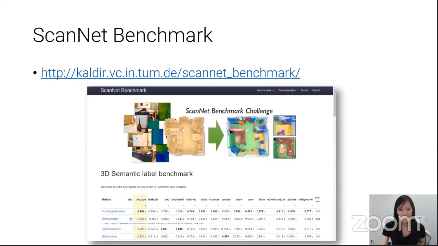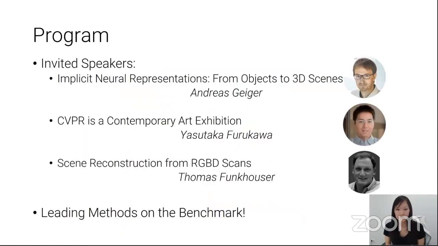So today, in this workshop, we're going to have some great invited speakers, as well as short talks from leading methods on the ScanNet benchmark. So we'll start with Andreas Geiger, who will speak about implicit neural representations for 3D, and then we'll hear from the leaders of the 3D semantic segmentation and 3D semantic instance segmentation tasks about their various approaches. And then we'll have Yasu Furukawa on indoor scene understanding at CVPR. And finally, Tom Funkhouser on 3D semantic scene reconstruction.